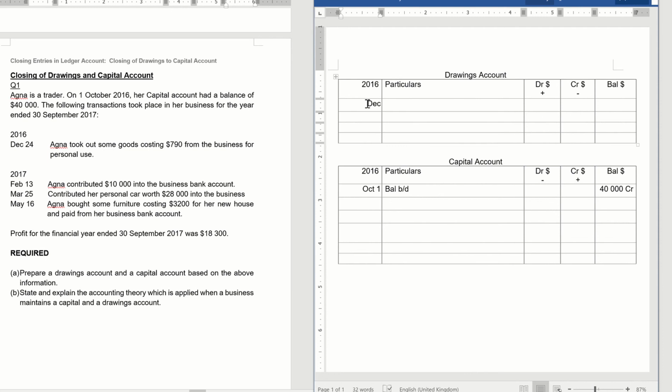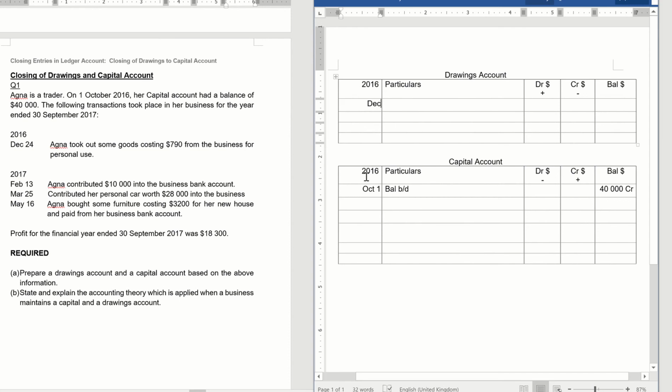Then the following transaction took place on 2016 December 24. As you scan through all the transactions, you must know which is drawings and which is capital. If you don't understand what is capital and drawings, you won't be able to proceed any further. So what is capital and what is drawings? Drawings basically is when the owner takes business assets out for his or her own use. Whereas capital refers to the owner contributing his personal assets for business use.